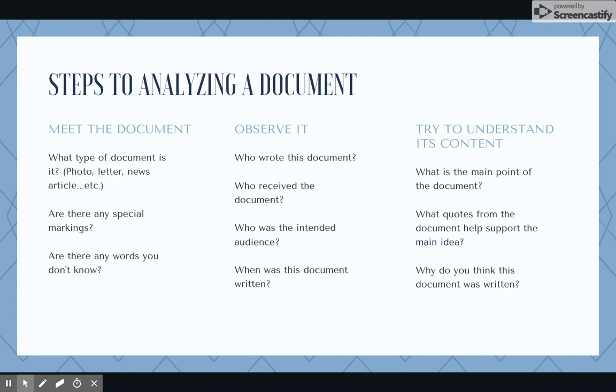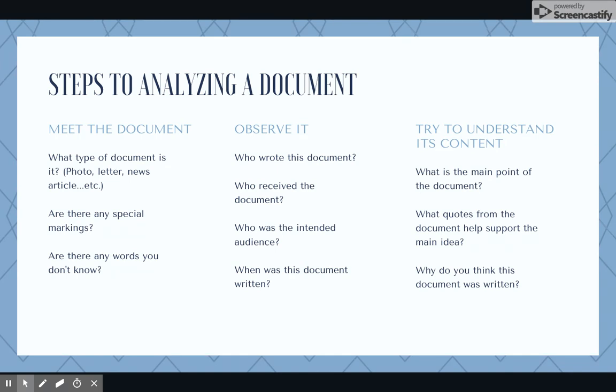So there's a couple different steps that you're going to want to take and some questions that you're going to want to ask yourself. So the first thing you're going to want to do is to quote unquote meet the document. The first thing you're going to want to do is address what type of document it is. So, is it a photograph? Is it a letter? Is it a news article? Is it a press release?